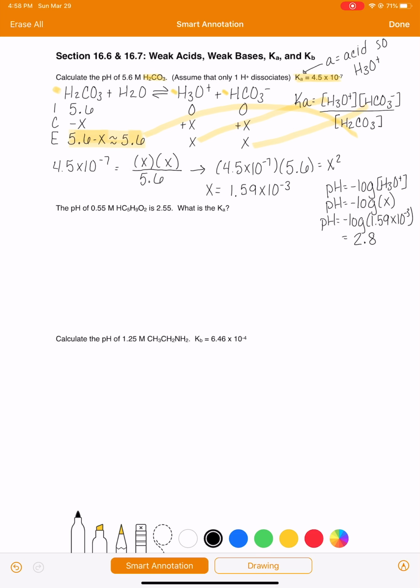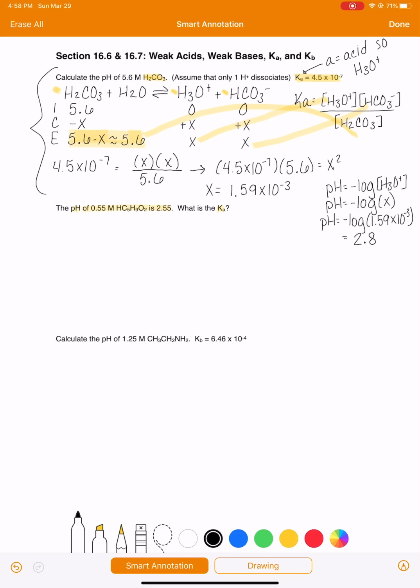So here's a different type of weak acid calculation. In this problem, we are given the pH of a particular solution, and this time we're being asked to figure out what the Ka is from the pH. Now, that may seem like it's completely different to you. In fact, it's not. It is the same type of problem as this one up here. We just have a different variable that we're trying to solve for.